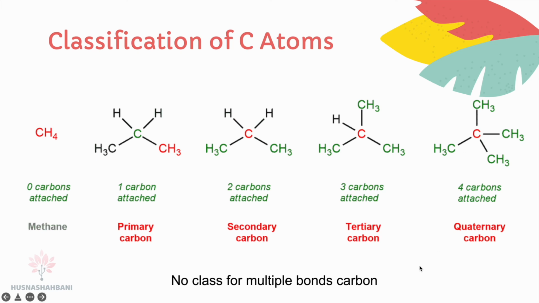If you come across a carbon that has multiple bond, no class for multiple bond carbons. In multiple bond, we don't count the number of carbon attached on that carbon. Just straight away, no class for multiple bond carbon. We only count the single bond carbon attached, not multiple bond. For multiple bond, no class.